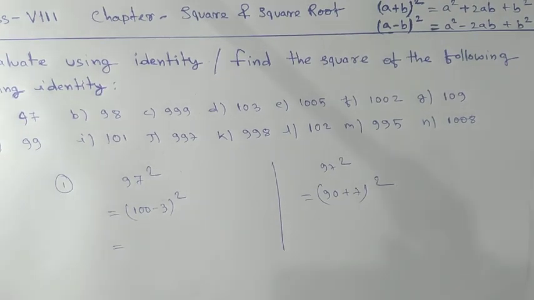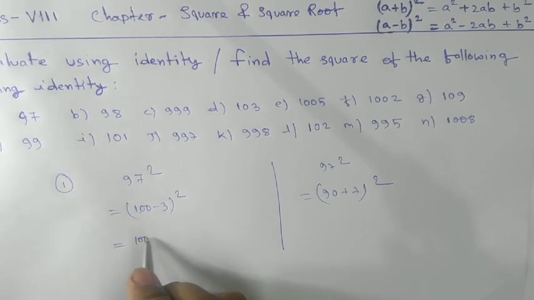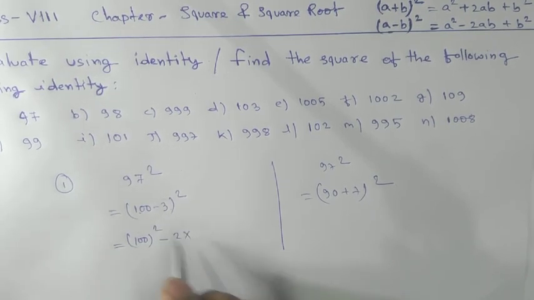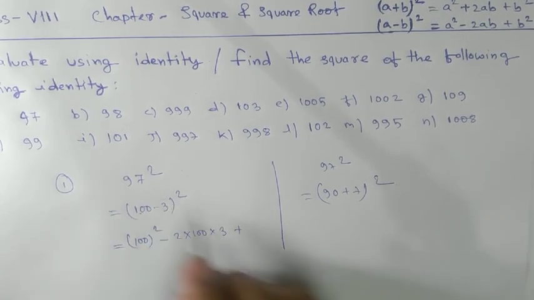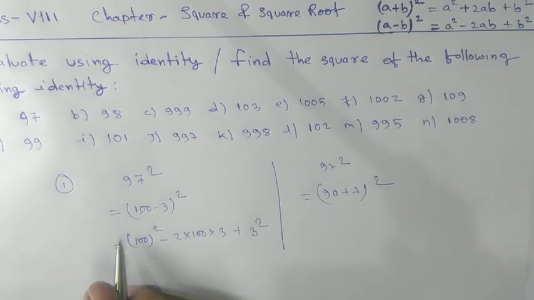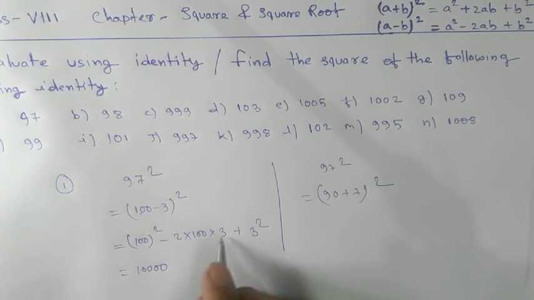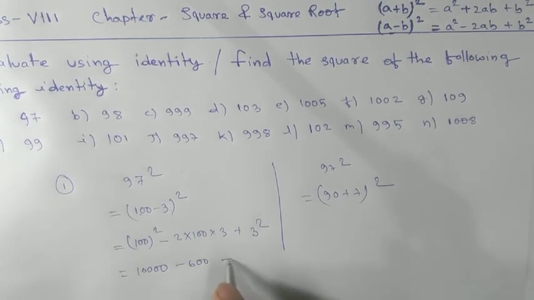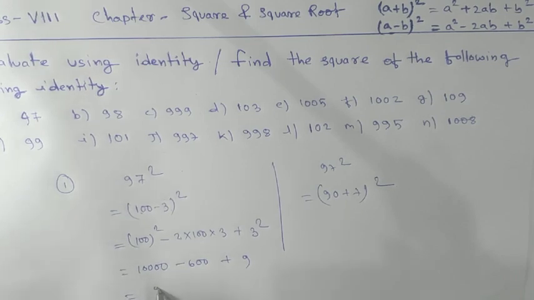Here it is a minus b, so which formula? a square minus 2ab plus b square. That is 100 square is 10,000, 2 into 100 into 3 is 600, and 3 square is 9. Subtract here, 10,000 minus 600 will give you 9,400, plus 9 will give you 9,409.